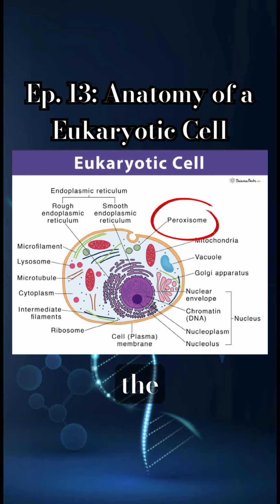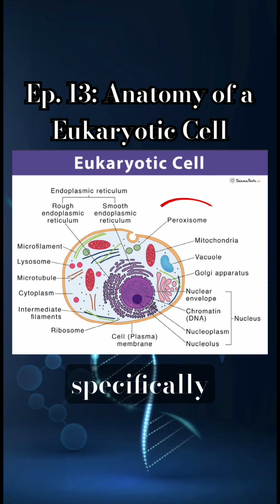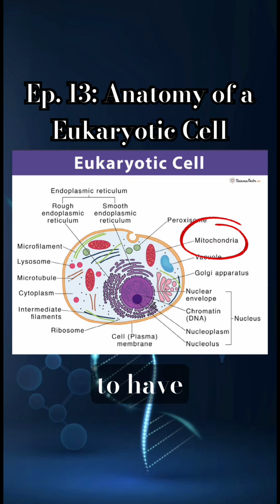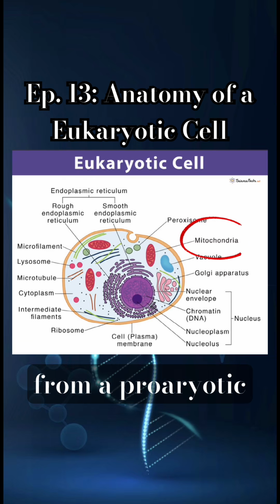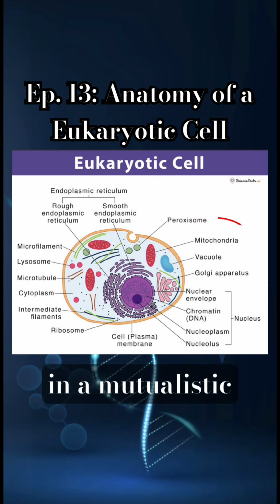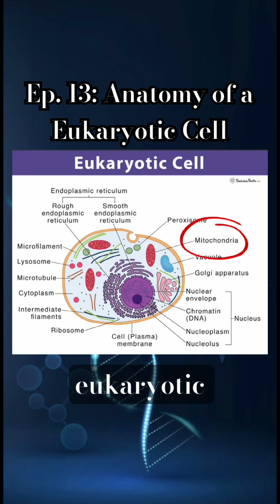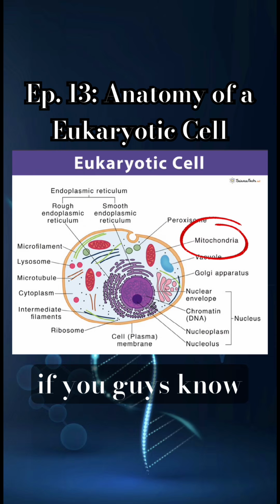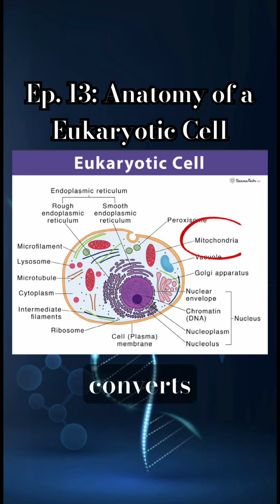So basically, the peroxisome specifically just digests fatty acids and fats in general, such as alcohol and toxic things as well. Next, we have our mitochondria, which is said to have evolved from a prokaryotic cell that decided to live in a mutualistic relationship with our eukaryotic cell. And this is the powerhouse of the cell, if you guys know, and it basically converts glucose into usable ATP as energy for the cell.